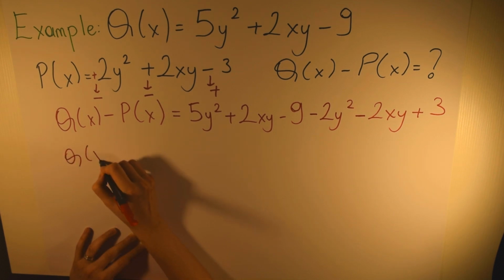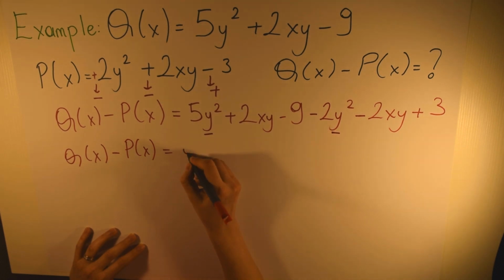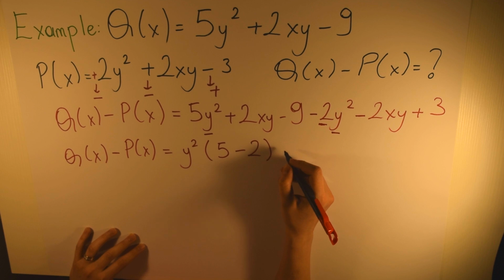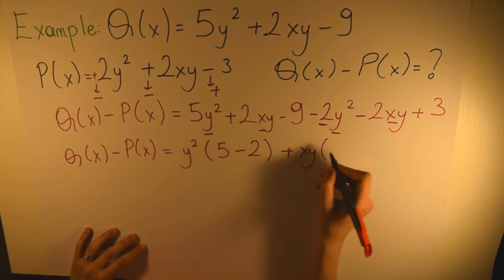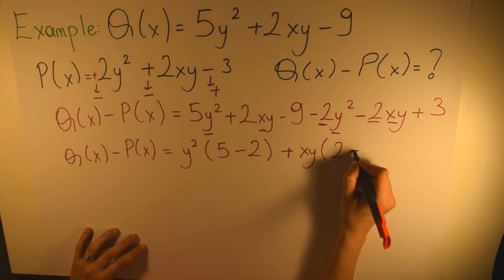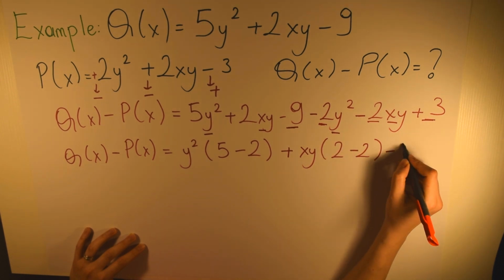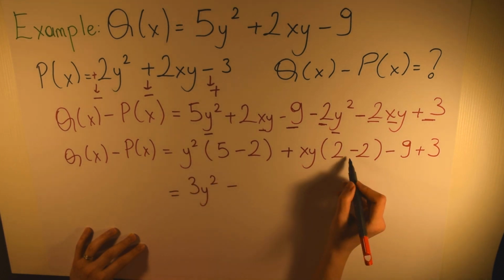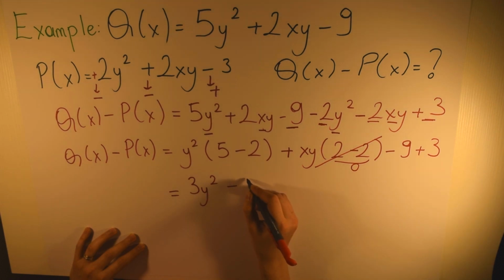Here we will get qx minus px is equal to, so we have y squared as a common factor. Let's write it here, y squared. We have 5, we have minus 2, and then we have plus xy as a common factor. We have plus 2, we have minus 2. Okay, and what else we have? We have minus 9, and we have plus 3. So from here we will get 5 minus 2 is 3y squared plus, oh, actually this one is equal to 0, so this will cancel, and then we will get minus 9 plus 3, we will get minus 6.